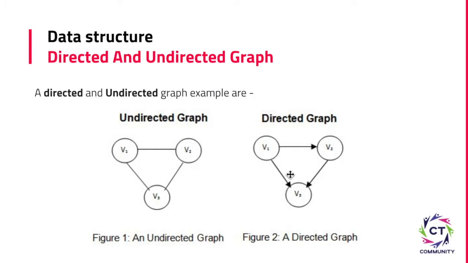So what is an undirected graph now? An undirected graph has edges that do not have a direction. The edges indicate a two-way relationship, so you can traverse an edge in both directions. You can see that there are three edges connecting the three nodes, and you can traverse in both directions.